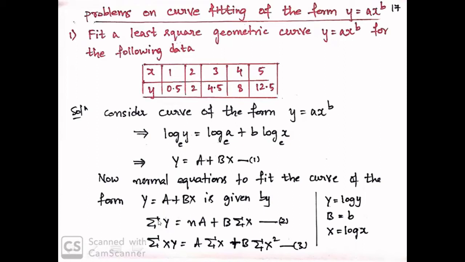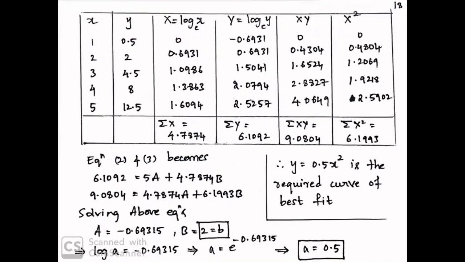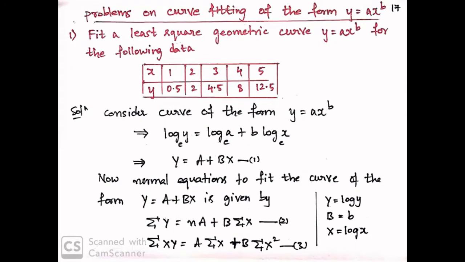Same way, log y we have to take, and we take summation. Next is summation x into y. Take log for x values, log for y values, then the product of those two. So now we have to compute a table, and the parameters of this table should be decided by looking at a normal equation. So what are the requirements of the normal equation here? It is capital Y, capital X square, capital X into Y.